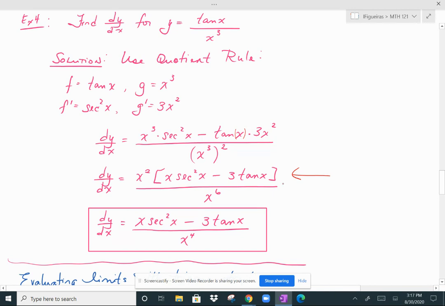All right, so when you factor, you get this line here, and then in the next line, I actually can cancel the x squared in the previous line with 2 of the x's in the denominator, so my denominator becomes x to the 4th, and my numerator is x secant squared of x minus 3 tangent of x.